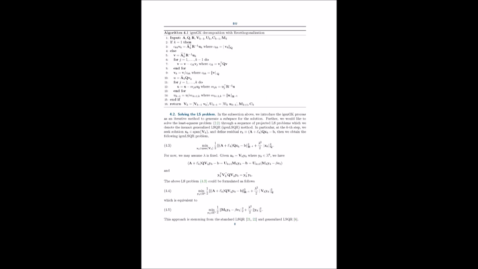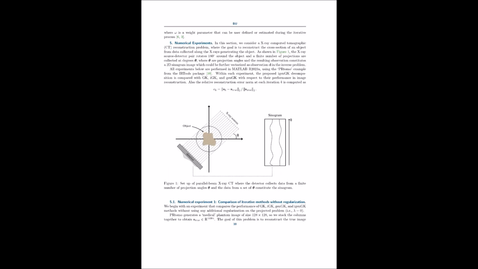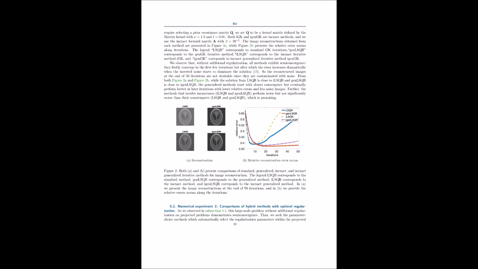Precisely. And algorithm 4.1 lays out the steps for implementing this method. It ensures that the solution subspaces remain orthogonal, even with all the inexactness and complexity. It's a remarkable achievement. Now we have the decomposition, but how do we actually use it to solve the inverse problem? That's where the inexact generalized LSQR method, or igenLSQR, comes into play, right? Absolutely. Section 4.2 describes how igenLSQR leverages the igenGK decomposition to find the optimal solution to the generalized least squares problem. You can see this process laid out in equation 4.3.